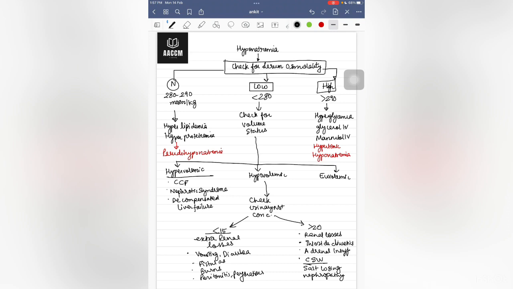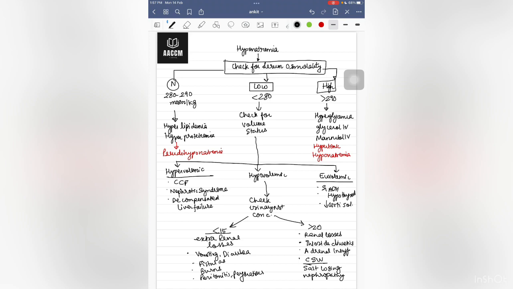And in euvolemic state, the examples will be SIADH, hypothyroidism, decreased cortisol. Okay, we are explaining how this particular situation comes into play, right?